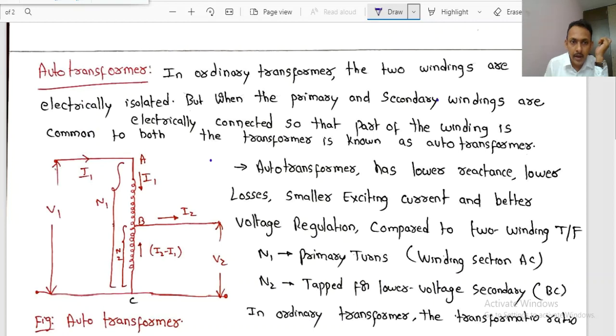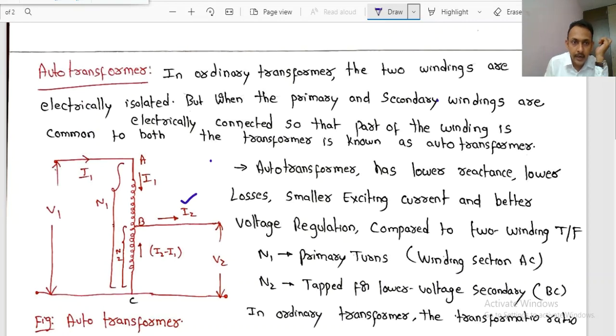Observe, where I1 indicates the primary current and I2 indicates the secondary current, and V1 the primary side voltage and V2 the secondary side voltage. Now the current flowing in the primary winding is I1 and the current flowing in the secondary winding is I2, and in the section from B to C the current flowing will be I2 minus I1, where N1 indicates the primary turns and N2 indicates the tapped or lower voltage secondary winding.